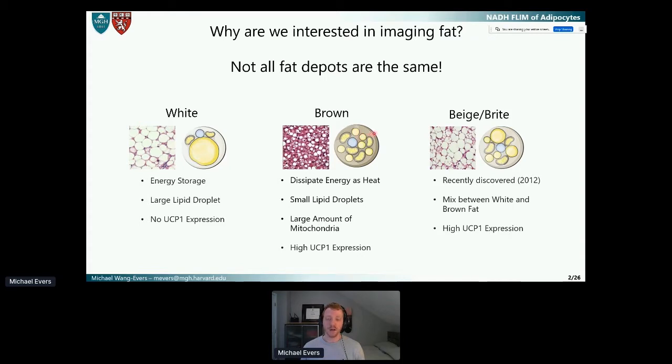And then we also have brown fat, which is used to dissipate energy. You can see it has small lipid droplets and a lot of mitochondria, and it has a high UCP1 expression. And then there was another type of fat that was discovered in 2012. It's beige fat, and it's a mix between white and brown. And you can also see it has a high UCP1 expression. So if we analyze these 3 types of fat, we would basically say white fat is bad fat. You don't want that. You should avoid accumulating too much of it. And then brown and beige fat is actually fat that we want.